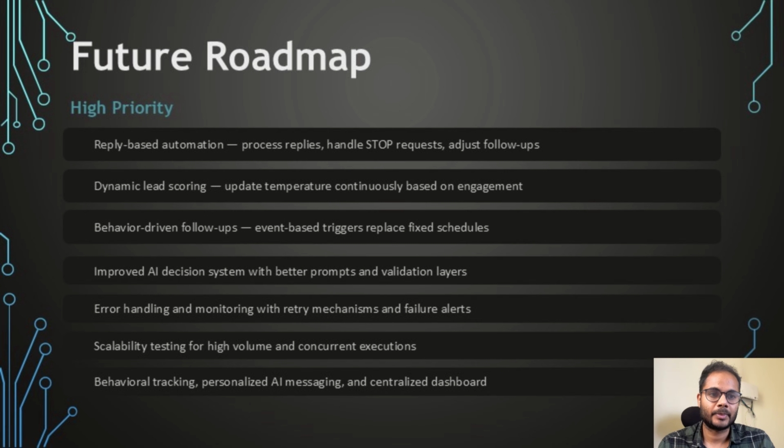Improve AI decision system, better prompts and validation layers. Error handling and monitoring with retry mechanism. Scalability testing for high volume and concurrent executions. Behavioral tracking, personalized AI messaging, and a centralized dashboard. So these are the things that I will be including in the next iteration.